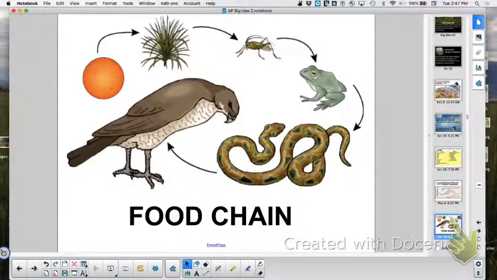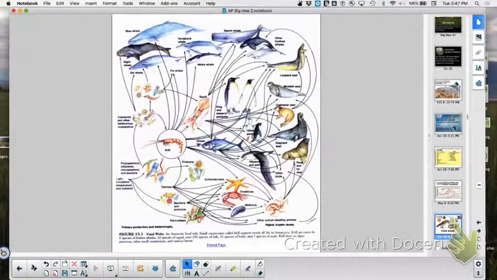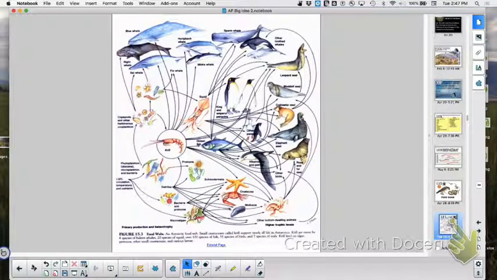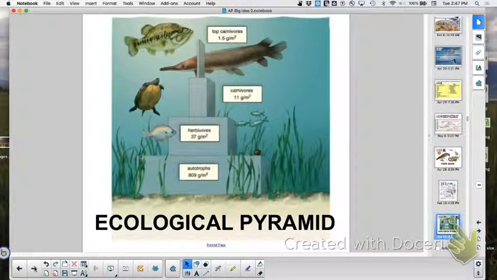Now a food chain, we could follow a simple food chain, but what's even better than a food chain? Because it shows what? All the interconnections. Good. All right, and so this would be more likely a food web. Okay, when we talked about ecological pyramids, we would stack them up.